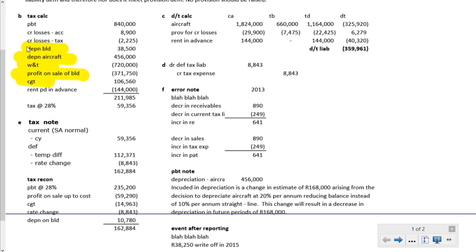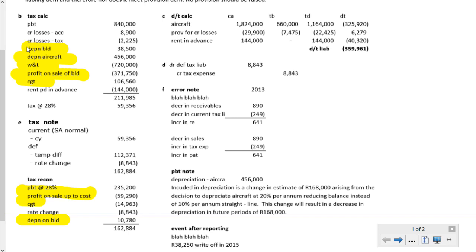Then down here, we had to do into the tax recon, the profit on sale up to cost, the CGT also go in there, and the depreciation on the building. Those are all permanent, eh? Exempt differences up to cost. If you remember when we do PPE deferred tax, up to cost is exempt on buildings, on admin buildings. Above cost is CGT. So that up to cost piece is exempt. It would come in there.